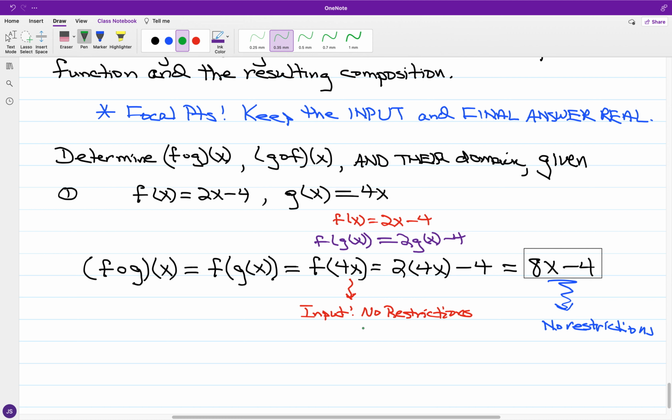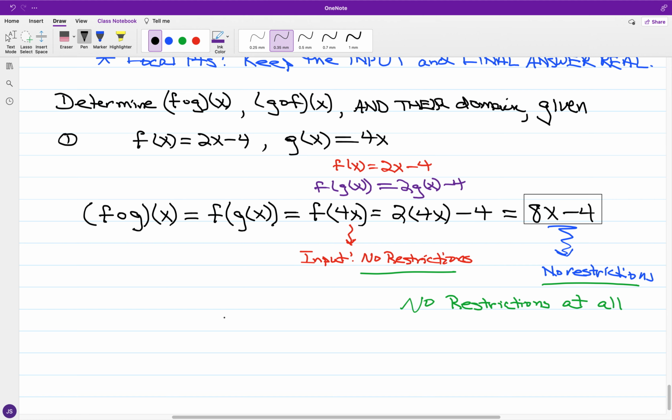So what this means is that the input has no restrictions, and the final answer has no restrictions. So in effect we have no restrictions at all. That means that for the domain of the composition f composed with g of x, that's going to be the set of all real numbers.